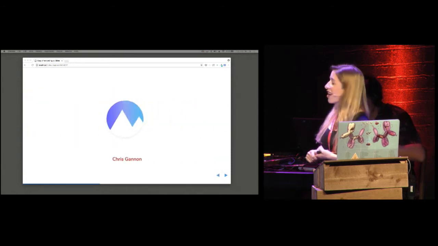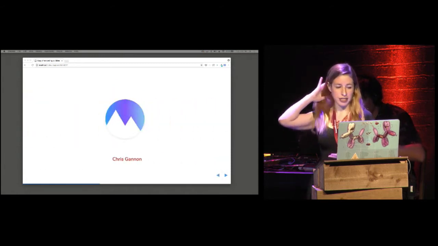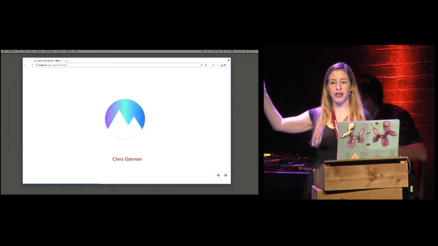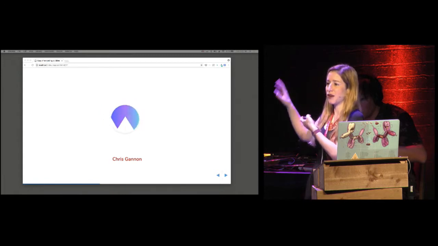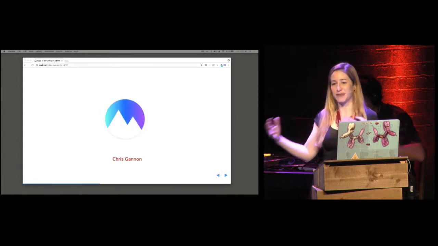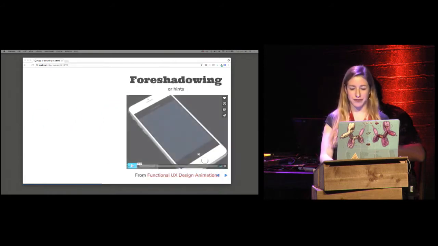Chris Gannon does a lot of really amazing SVG work. Actually, some other designer made this kind of loading experience on Dribbble, and he copied it and made it into a real SVG. So it's kind of neat to see those cross collaborations between designers and developers.